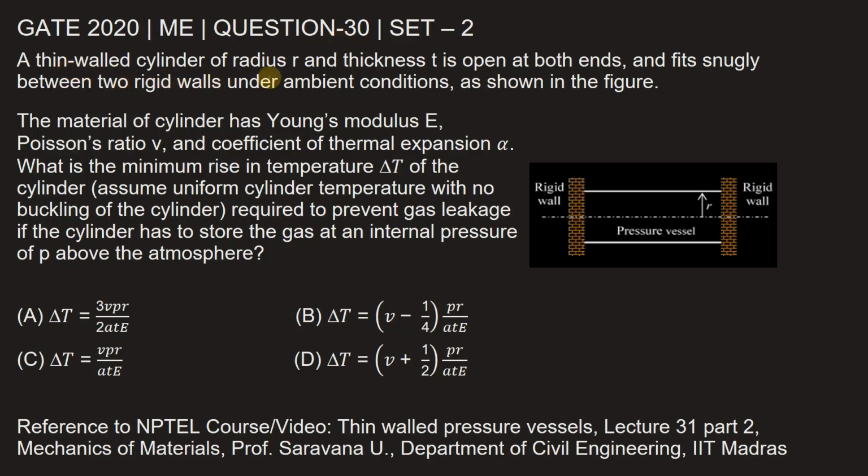A thin-walled cylinder of radius r and thickness t is opened at both ends and fits snugly between two rigid walls under ambient conditions as shown in the figure. The material of the cylinder has Young's modulus E, Poisson's ratio V, and coefficient of thermal expansion alpha. What is the minimum rise in temperature delta T of the cylinder, assuming uniform cylinder temperature with no buckling of the cylinder, required to prevent gas leakage if the cylinder has to store the gas at an internal pressure of P above atmosphere?